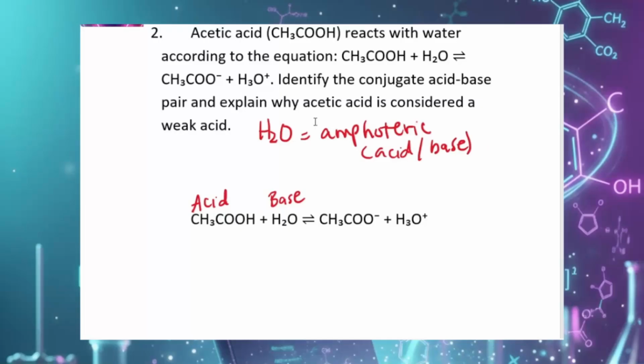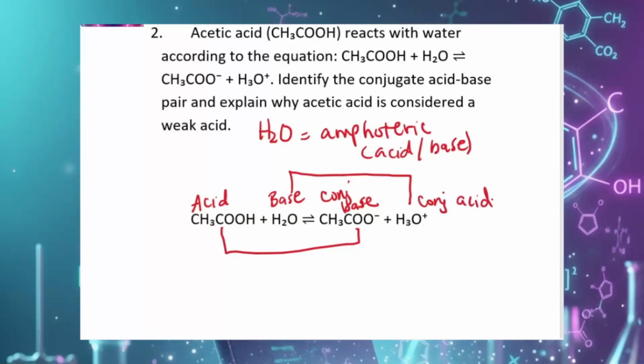Now, if we already know that CH3COOH is the acid, look for its twin without the extra hydrogen on the other side. That would be considered its conjugate base. Then for water as the base, the one that looks like its twin or close to it is H3O plus. That would be classified as a conjugate acid.